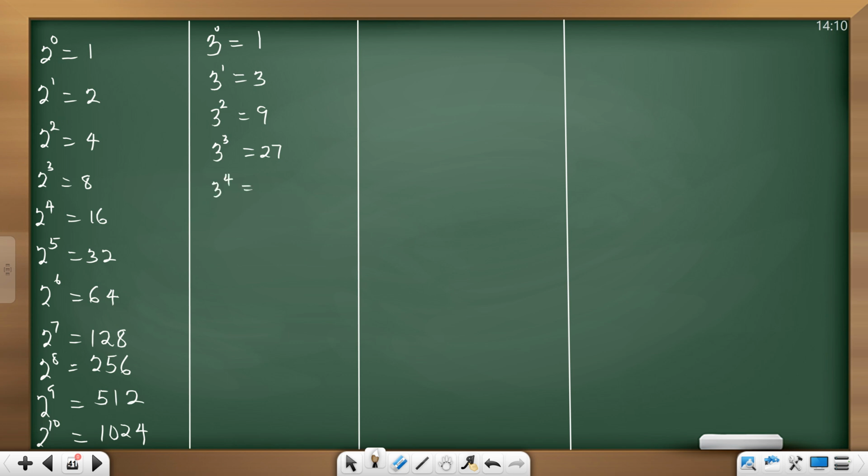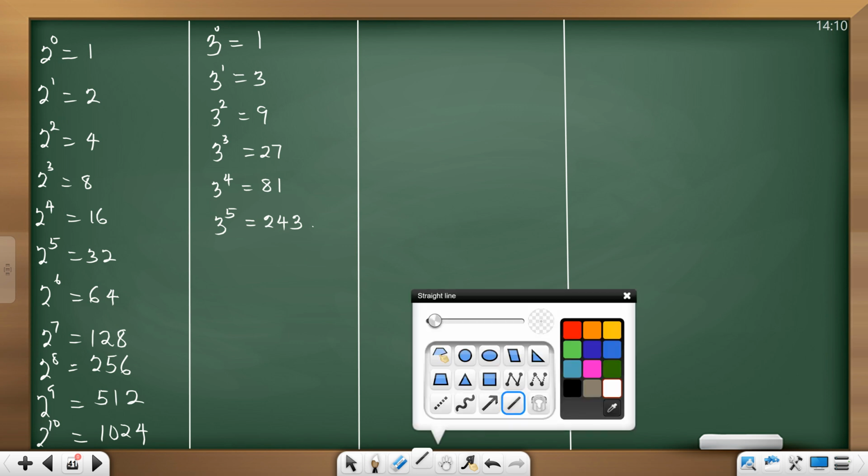3 to the power 4 is 81. 3 to the power 5 is 243. At least if you can know this, you're fine for threes. Okay, and then you just do the practice to the 4 and the 5. You must know a few of those at least.